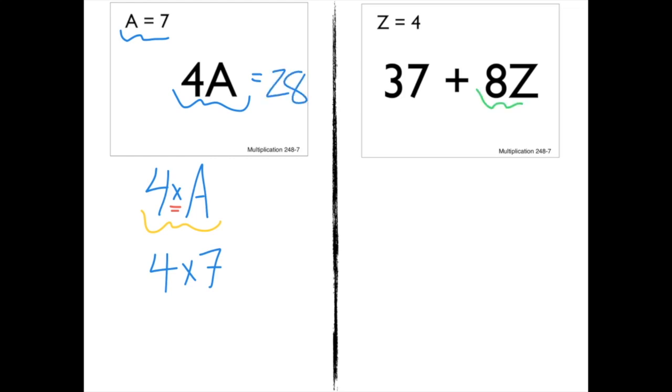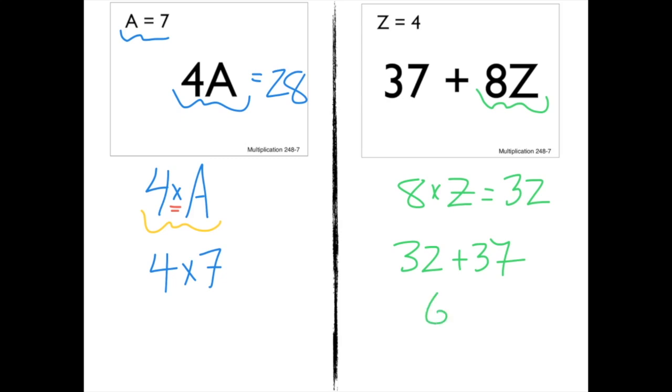The second example is very similar, but there's an addition as a second step. So if z is equal to 4, 8z, or 8 times z, will be equal to 32. And then 32 plus 37 is 69.